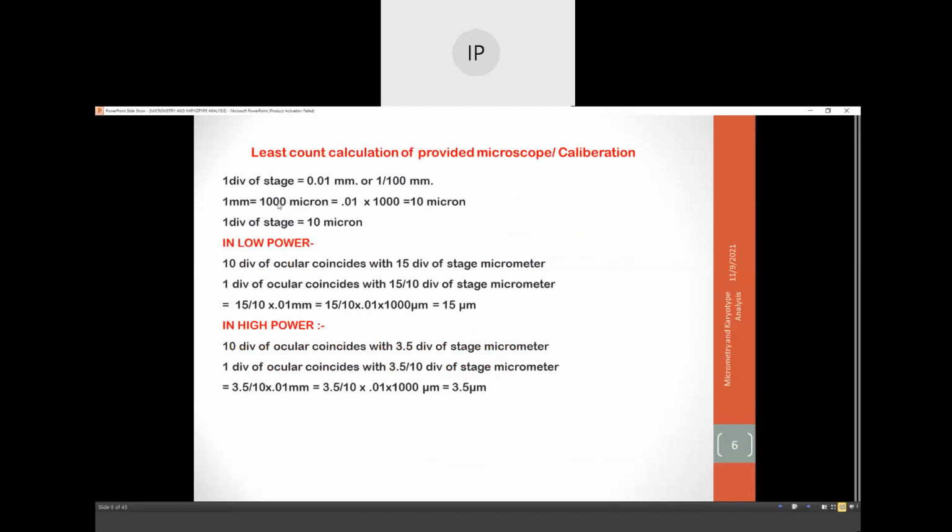One division of stage is equal to 0.01 millimeter or 1 by 100 millimeter. 1 millimeter is equal to 1000 micron. 0.01 into 1000 will be 10 micron. So one division of stage is also equal to 10 micron. In low power, 15 stage divisions coincide with 10 ocular divisions, so the least count is 15 micrometer, and at high power it coincides with 3.5 divisions of stage micrometer, so the least count will be 3.5 micrometer.